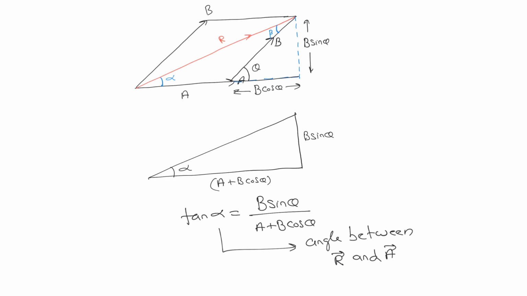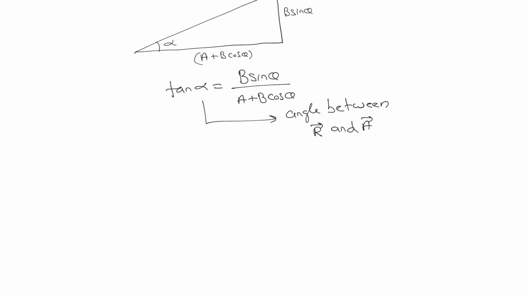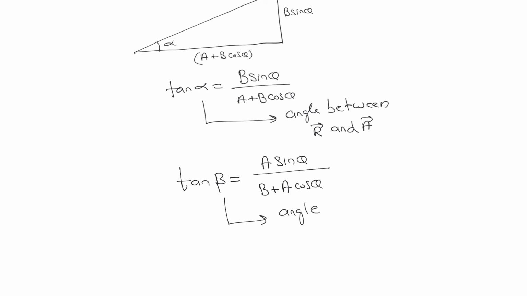Same as that, if you'd like to find the angle between b vector and the resultant vector, let's say it's represented by tan beta. Instead of b we can write a, so it becomes a sin theta divided by, instead of a we can write b, so it is b plus a cos theta. So over here this beta represents the angle between r vector and b vector.